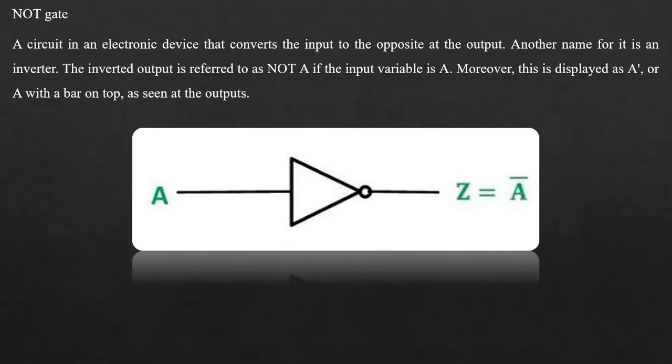NOT gate. A circuit in an electronic device that converts the input to the opposite at the output. Another name for it is an inverter. The inverted output is referred to as NOT A if the input variable is A. Moreover, this is displayed as A with a bar on top, as seen at the outputs.